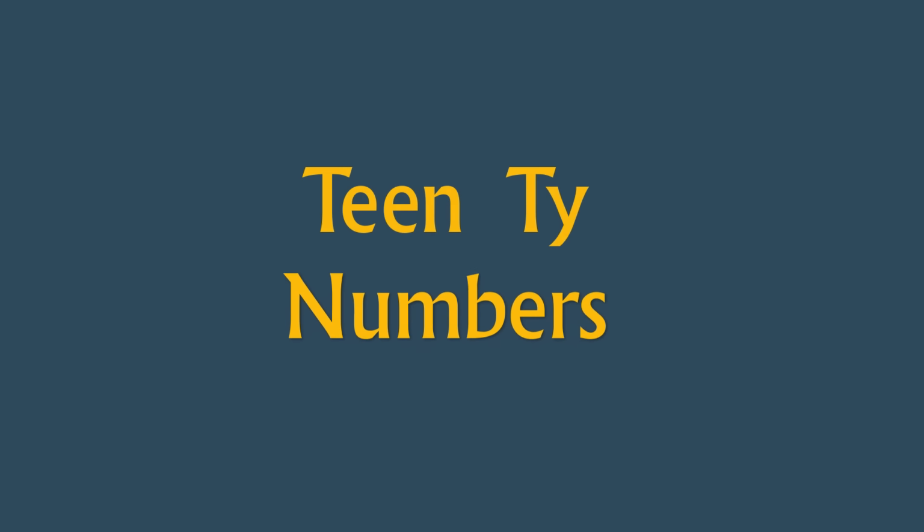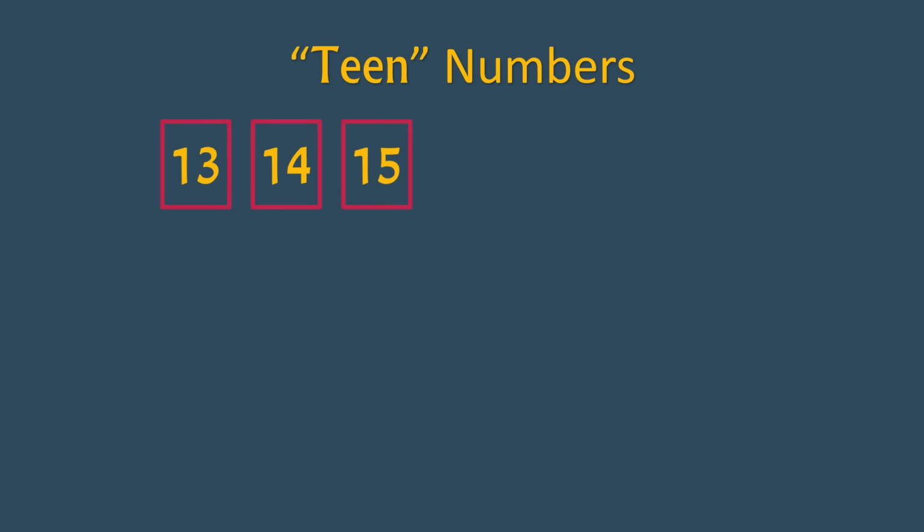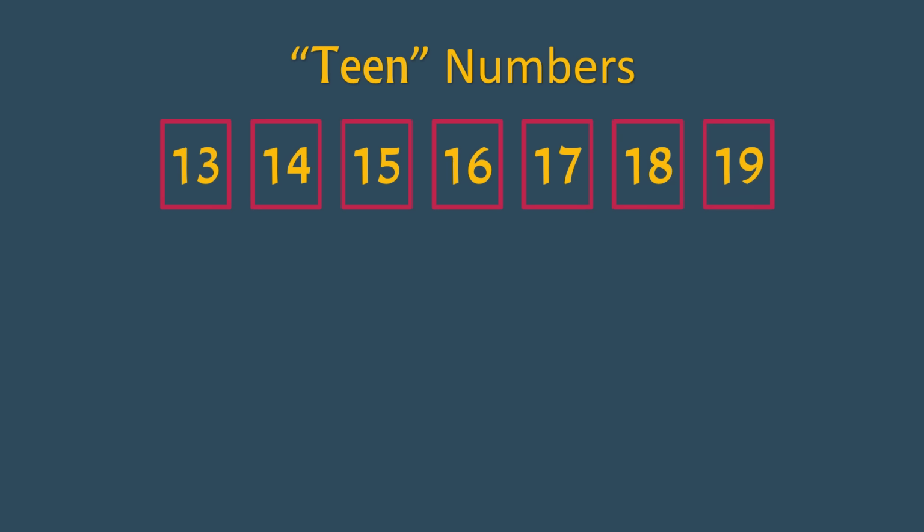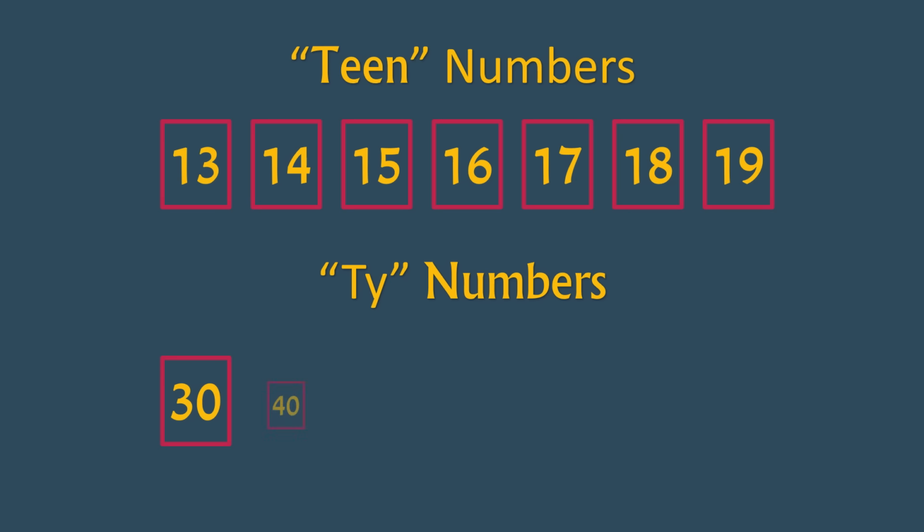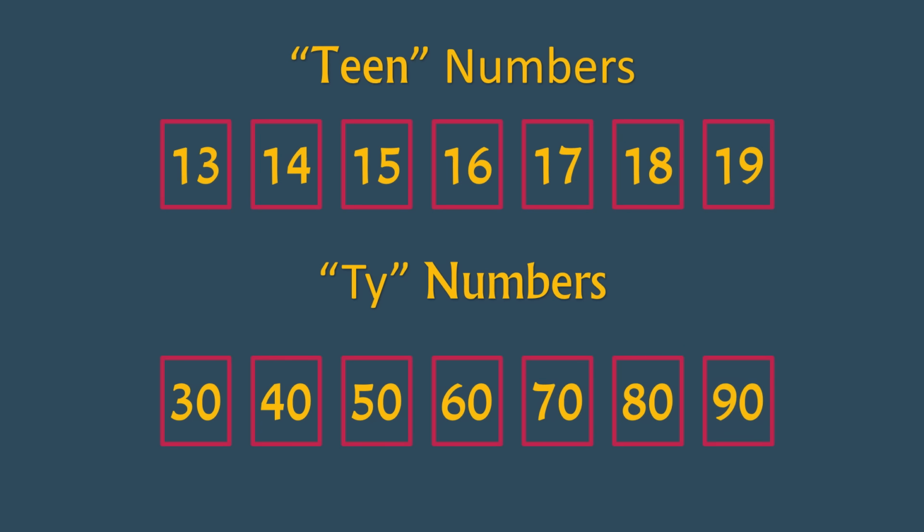Hello, today we are going to learn about teen and T numbers. We will be talking about 13, 14, 15, 16, 17, 18, and 19 because these numbers always get confused for the T numbers like 30, 40, 50, 60, 70, 80, and 90.